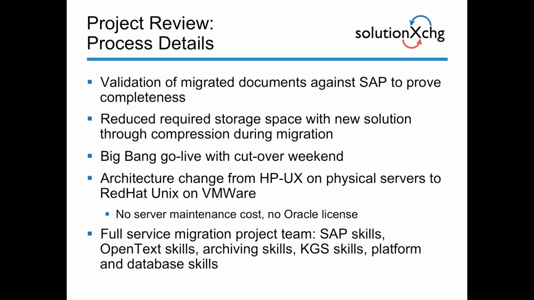There's variations to this. You can do it either as a cutover at the end, or you can do a soft switch with the introduction of a proxy server. And we changed hardware from HPUX on physical servers to Red Hat Unix on VMware. That reduced server maintenance cost and could eliminate an Oracle license with the right hardware architecture in use.